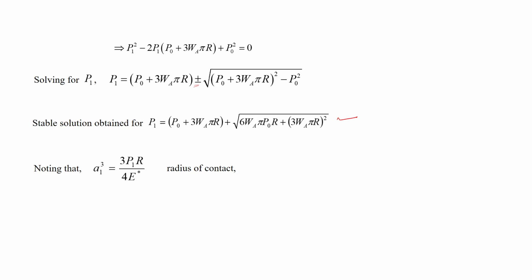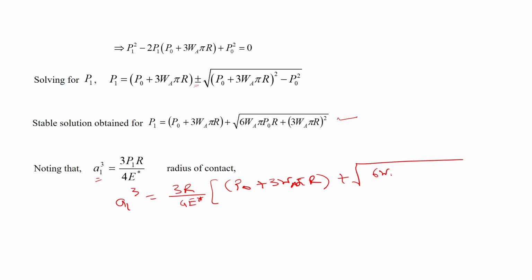So, we can also obtain, remember that we want to obtain the a1. So, a1 cube. Therefore, we can write here a1 cube is equal to 3R by 4E star, it is actually 4E star. Remember, 4E star by 3 is equal to K, that is what we are writing, into p1, okay. So, this is p0 plus 3 W_A pi into R plus square root, this is 6 W_A pi p0 into R plus 3 W_A pi R whole square, like this.